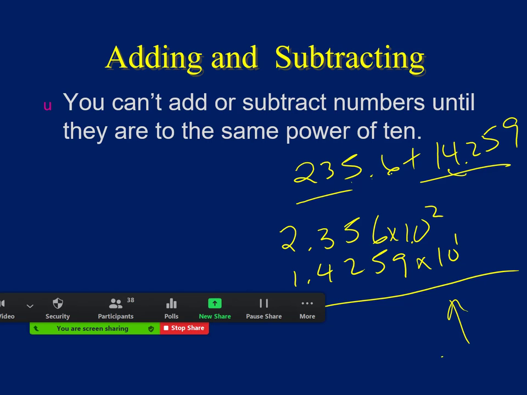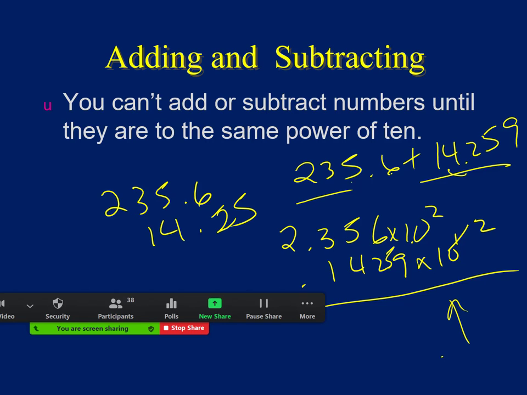Now, if I wrote this as 10 to the second, I made the exponent bigger, so I need to make the number smaller, then I get 0.14259. And then they add up just like they did before. 235.6, 14.259. You'll see the 1, the 3 line up, the 5 and the 4 line up. I'd get the same numbers when I add these. So they have to be at the same exponent before you can add.